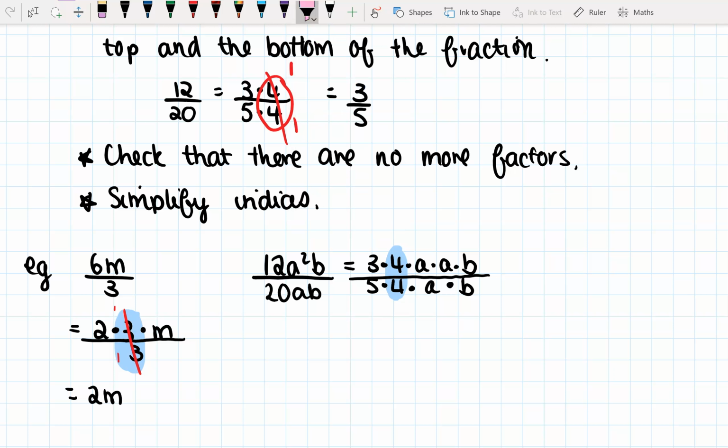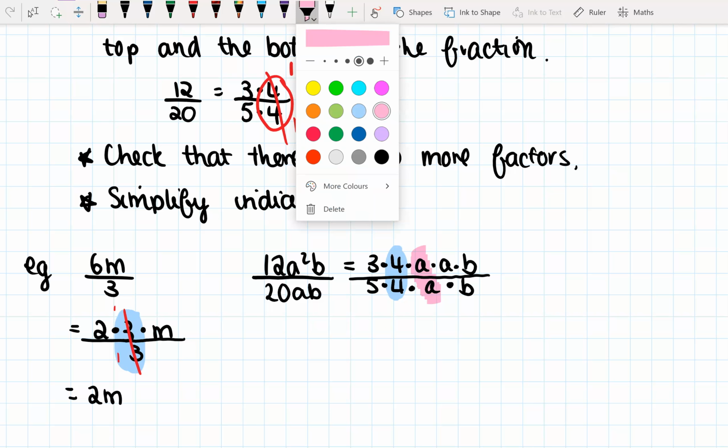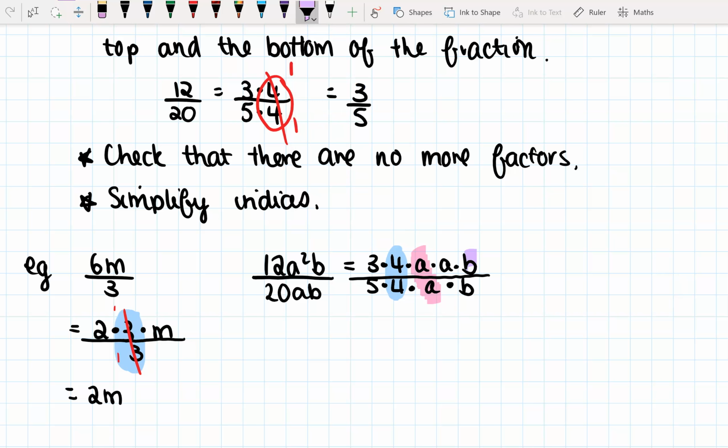In addition, we have an a and an a here. Okay, but now that a is gone, so we're not going to be able to cancel out the other a that's sitting there. Okay, and thirdly, we also have the b and the b here. So we're going to cancel out the 4s, we're going to cancel out the a's, and we're going to cancel out the b's. What we get left behind with is 3a in the numerator, and in the denominator we have 5. Okay, so 3a over 5 is our answer for this one.